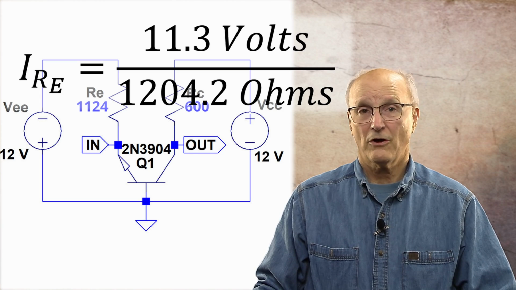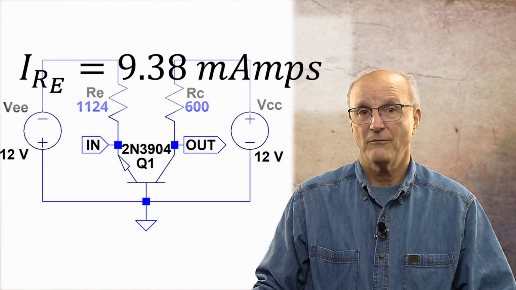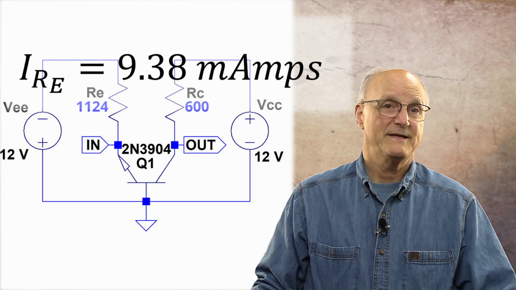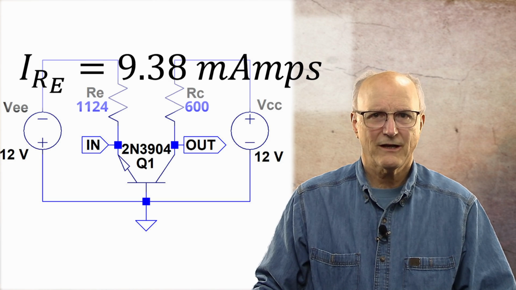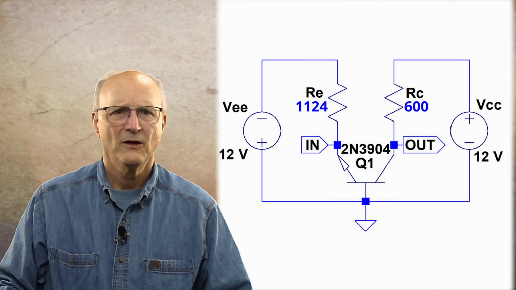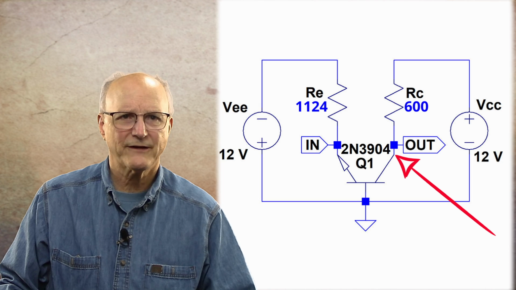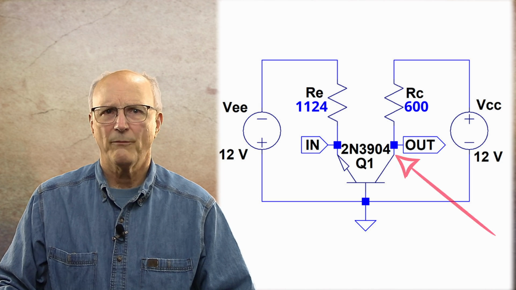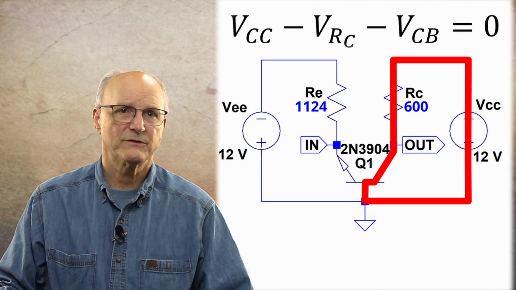This gives us the current through the emitter resistor of 9.38 milliamps. Now that we know the emitter current, we can turn our attention to the collector circuit. Well, the object of what we're doing here is to determine the voltage on the collector. To do this, we will begin with Kirchhoff's voltage equation that we previously used.